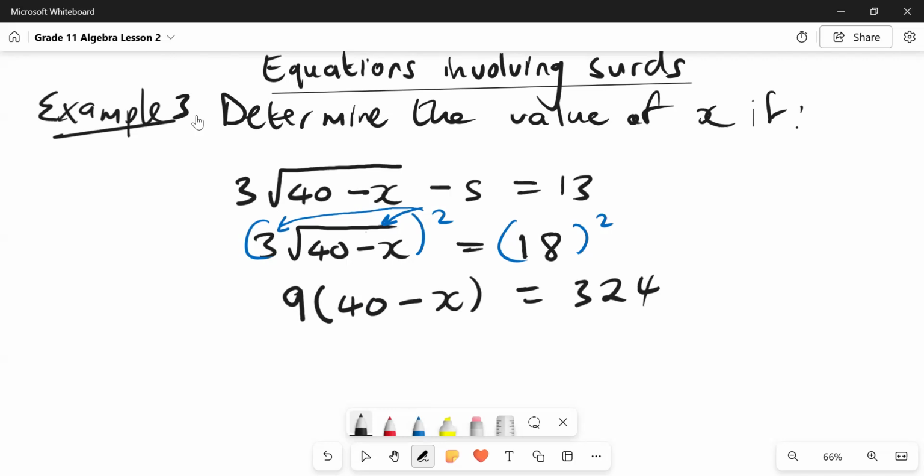And now we're going back to grade 10, distribution law. So this will give us 360 minus 9x equals 324.